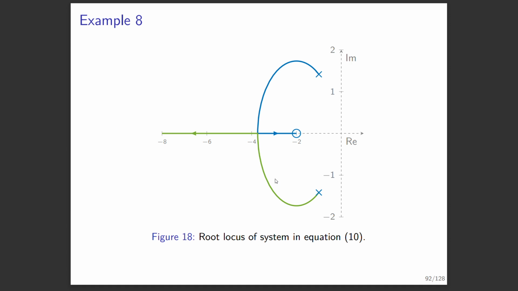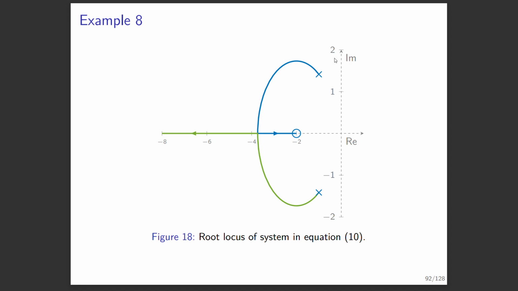I go to the previous picture. I want to find the angle of departure from the pole at -1 plus j square root of 2. Obviously, the angle of departure from this pole is different than the angle of departure from this pole. If I have any other poles, the angle of departure from them is different. So for angle of departure from a pole, it makes sense to compute the angle of departure from that specific pole. You can compute it as many times as you have poles.